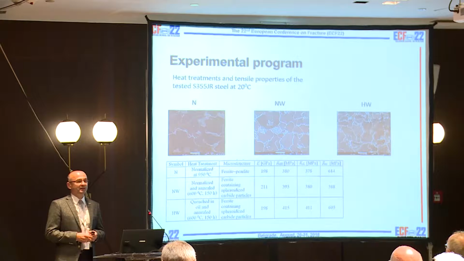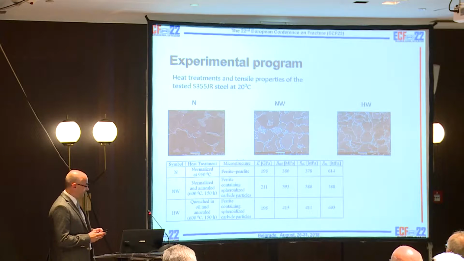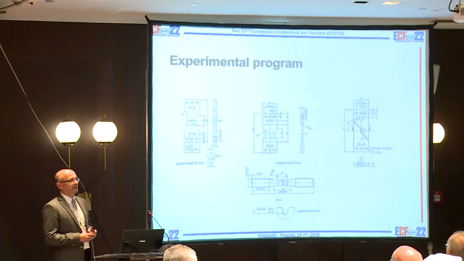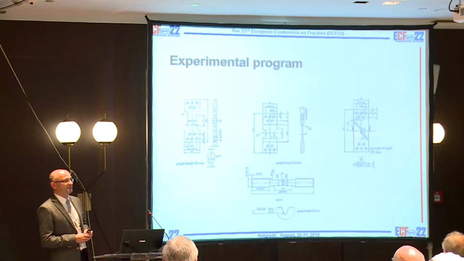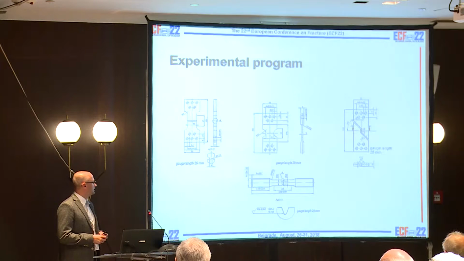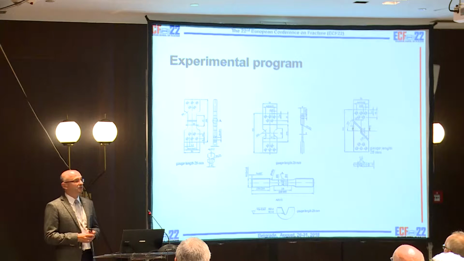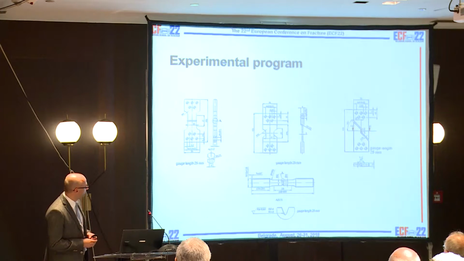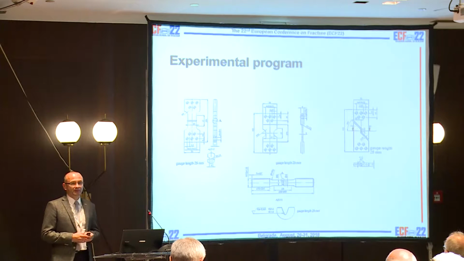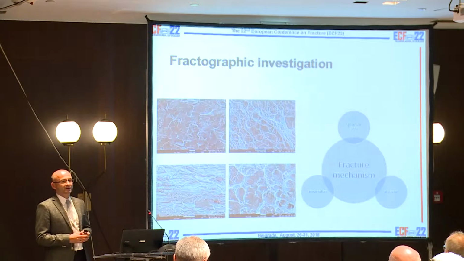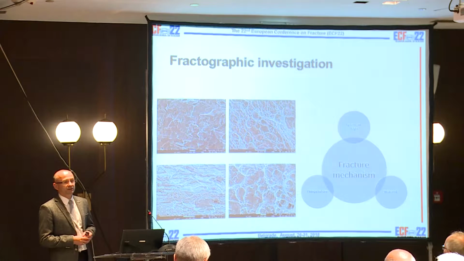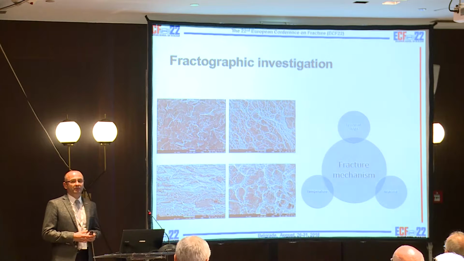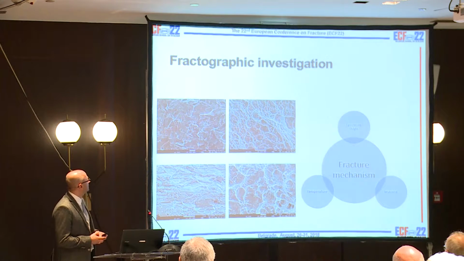heat treatments, and from these 3 materials we cut 5 different specimens. You can see 4 geometries because the one at the bottom was cut into versions with notch root 0.4 and 1 millimeter. And these specimens were subjected to loading at different temperatures. Here I present results from -50, -20 and +20 degrees Celsius.